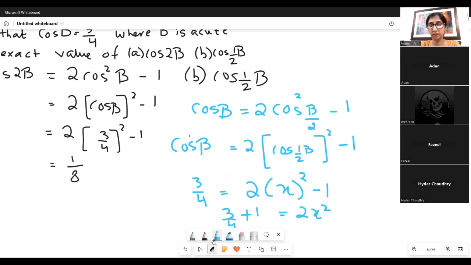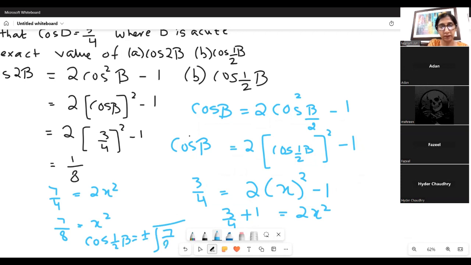3/4 plus 1 is 7/4. So 7/4 equals 2x square. 7/8 equals x square. And then cos half B will be equal to plus minus square root 7/8.